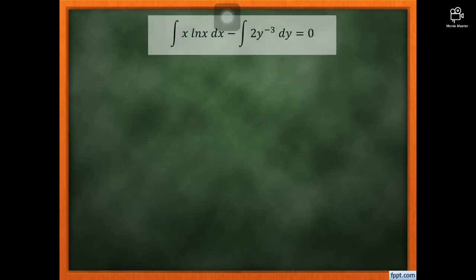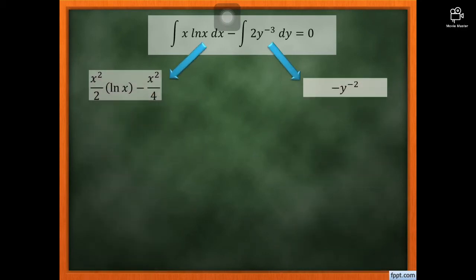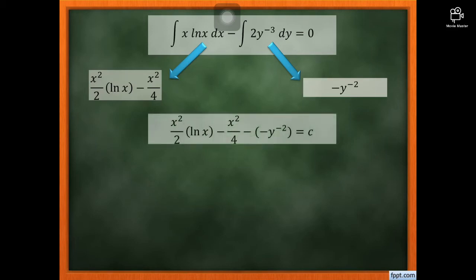So the integration of that is seen on your screen. So we have already integrated the x ln x dx and the 2y raised to negative 3 dy. So that gives us the solution that x raised to 2 over 2 times ln x minus x raised to 2 over 4 minus negative y raised to negative 2 is equal to c.